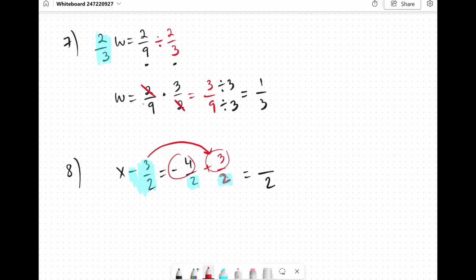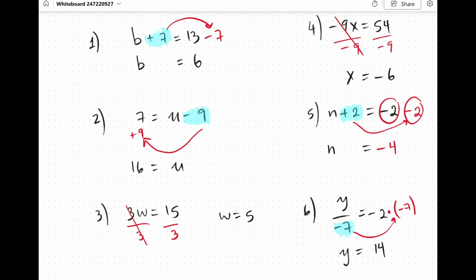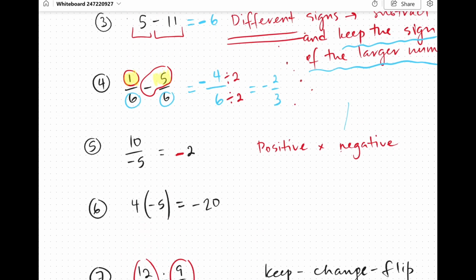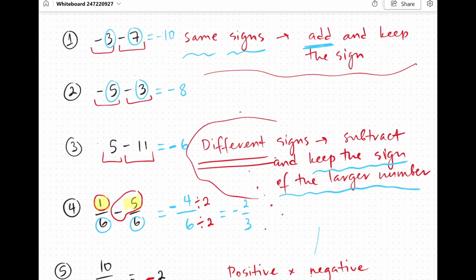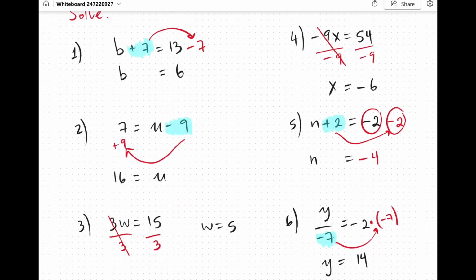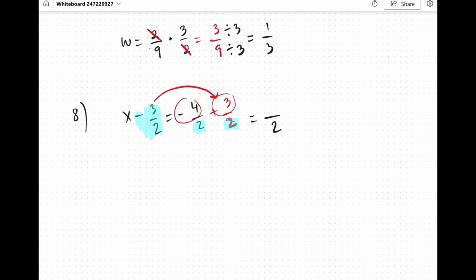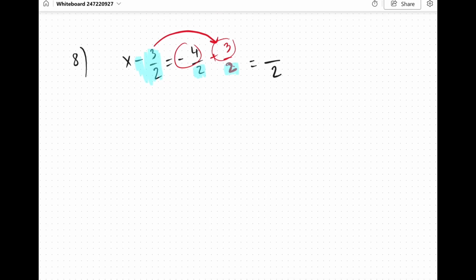So different signs. I'm going to go back to my rules and show you why I'm choosing to do what I'm choosing to do. Different signs, right here is the rule. Different signs, we have to subtract and keep the sign of the larger number. So I will be subtracting 4 minus 3, that's a 1, and keeping the sign of the larger number. Well, 4 was larger here, and it was negative, so my 1 will be negative. The answer is x equals negative 1/2.